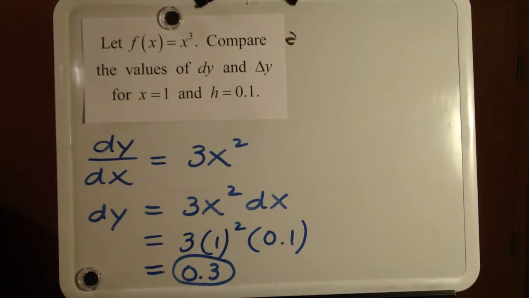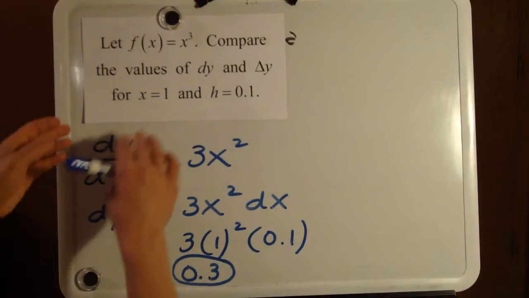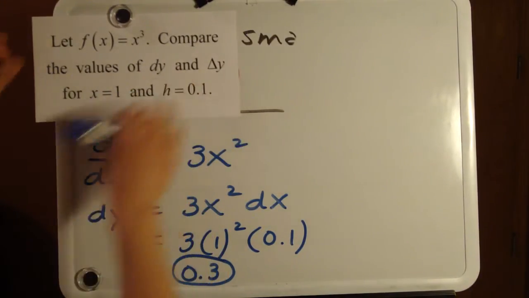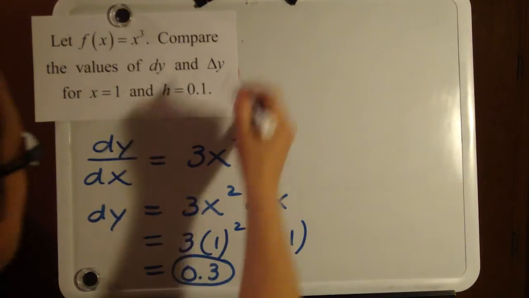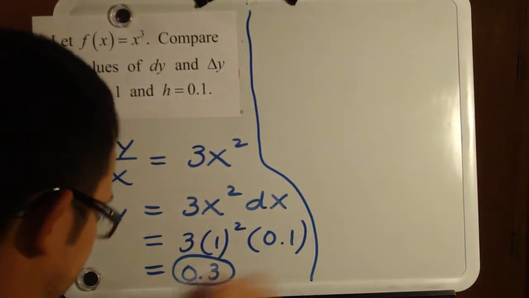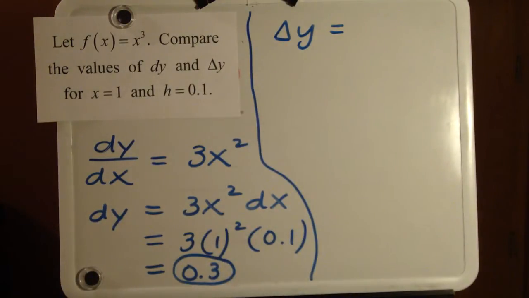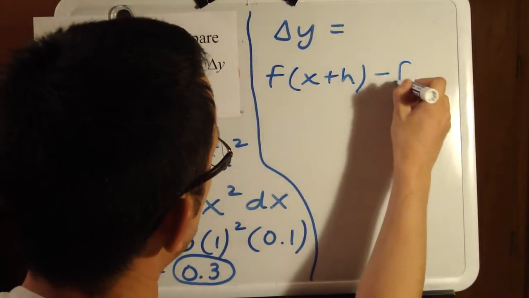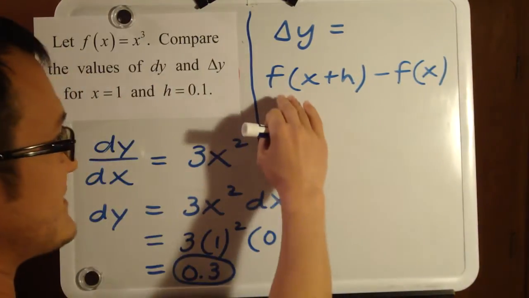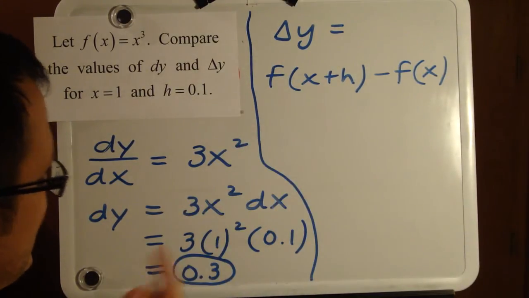So what we can do now to check this out is to also calculate the actual change in the function. So we're going to calculate delta y. This will be the second part of the task. The actual change in the function is like the new point that we've arrived at minus the old point. So this will be f of x plus h, and then minus f of x. You might recognize this is the numerator part of the difference quotient. So here x is 1 and h is 0.1.